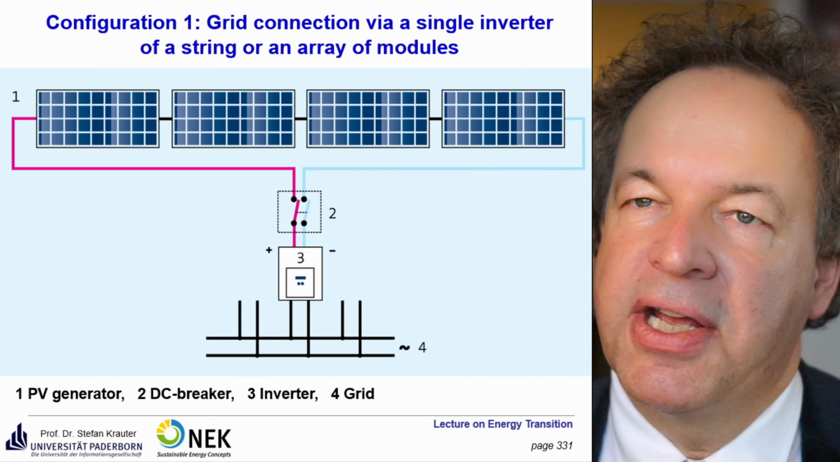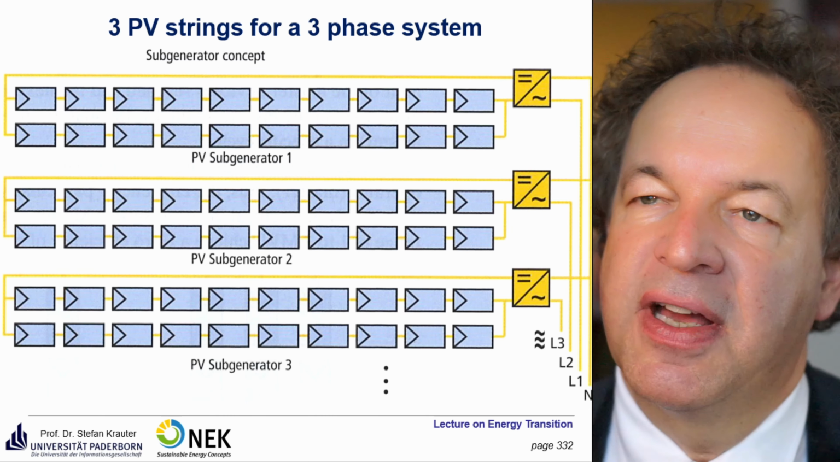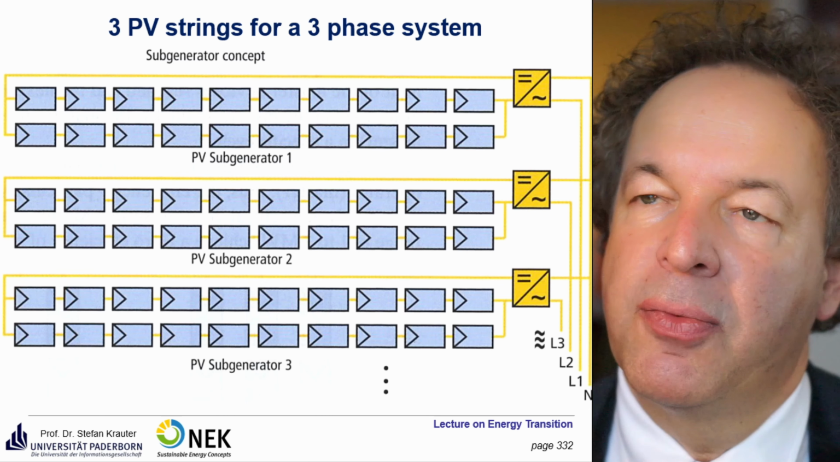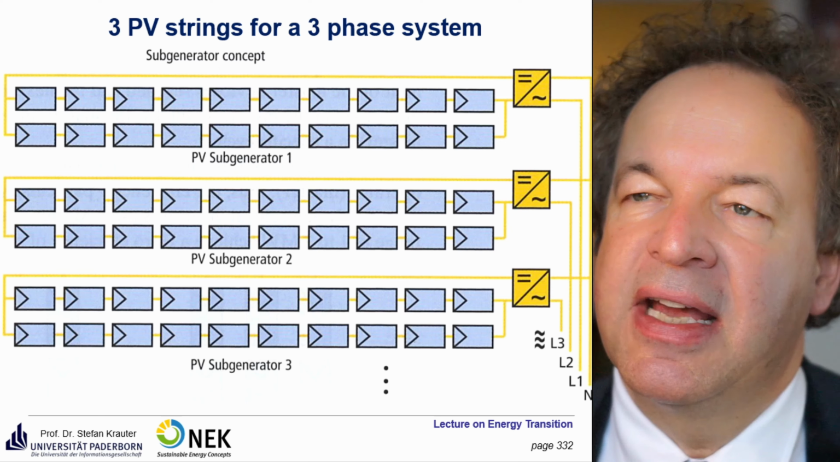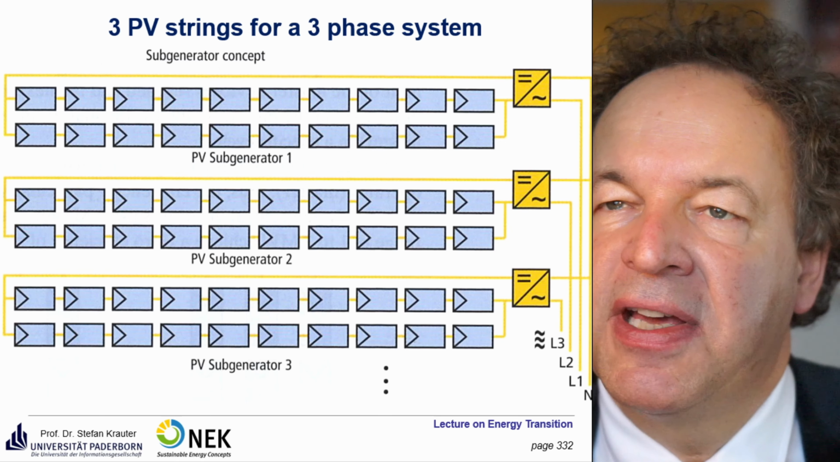The different configurations, as we saw already. So this is for a 3-phase system. Each phase has a separate inverter. They have to be synchronized in such a way that they have a phase difference of 120 degrees for each phase.